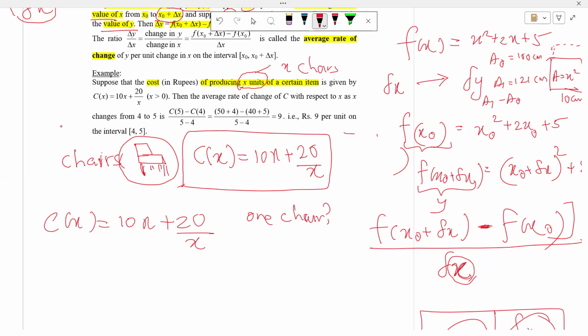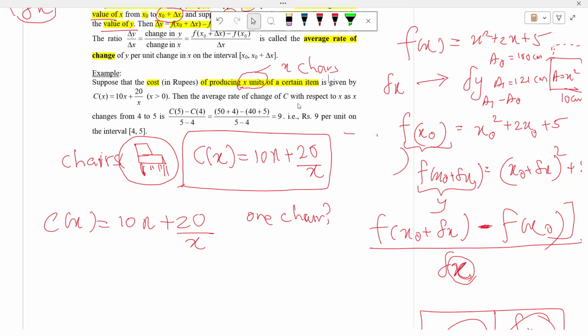So if you replace the value for X, X means the number of units you are manufacturing. Depending on the number of units you are manufacturing, your manufacturing cost will change, varying, right? Now tell me, what is the cost for manufacturing one chair? How to find out? Tell me the answer.